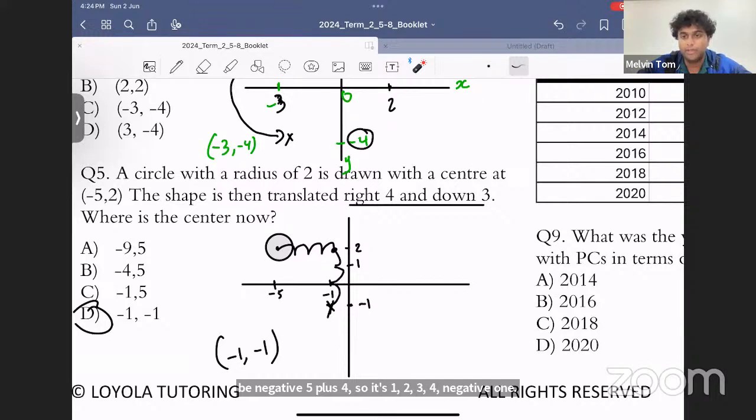Someone asked me, why do we do X before Y? It's just convention. That's how they do it. Mathematicians just decide that's how you should read coordinates.